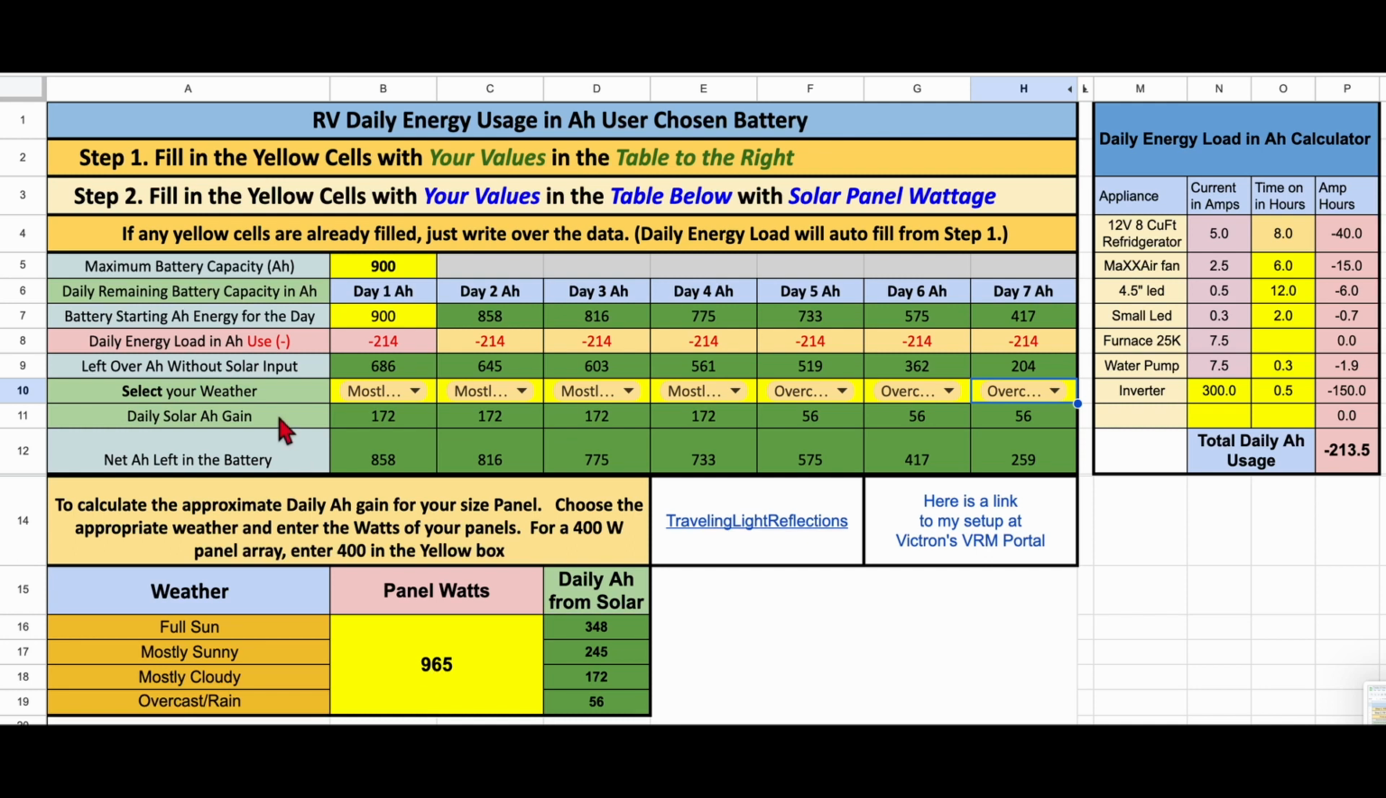So when I created this, what I did was I locked all of the cells, so you should only be able to adjust cells that are yellow.